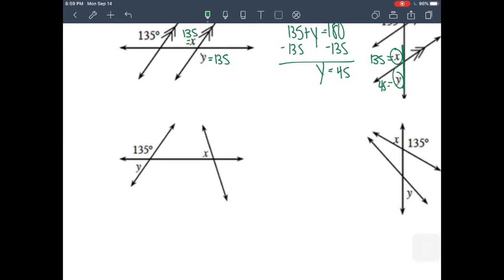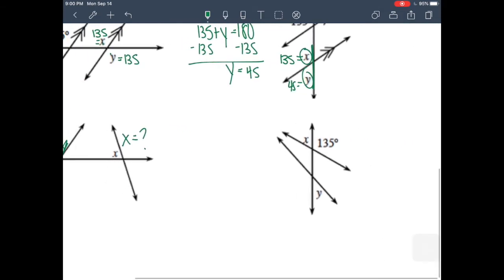So looking at this picture, 135 is on the top left and x here is on the top left, so those are corresponding. I'm going to trace 135 and move it over. Oh, but it doesn't fit. So x is not 135. Well, what about y? y and 135 create a straight line, so I can say 135 plus y equals 180. So y equals 45. So I can't find x right now. It's not possible at the moment.